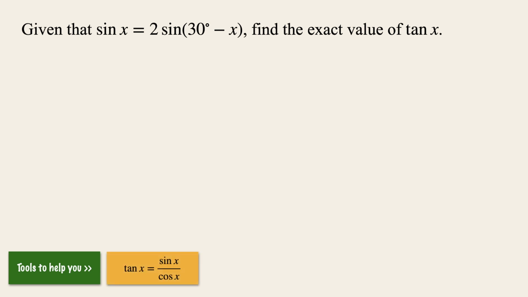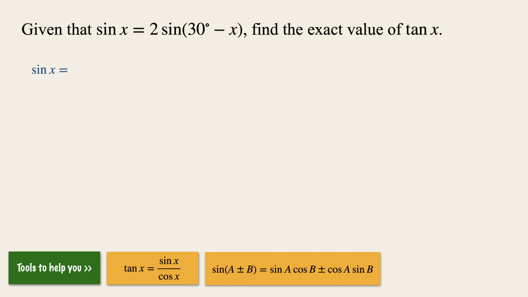Now the idea here is to simplify this expression and work towards having a sine x and cosine x in your working. Now in this case, we shall employ the trigo addition formula to help us expand this expression. So sine x is equals to 2, open a big bracket, sine 30 degrees cosine x, and if you see a minus, do put a minus as well. So cosine 30 degrees sine x and close the bracket.